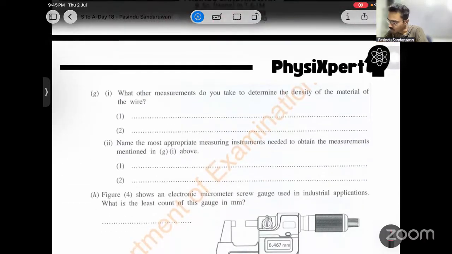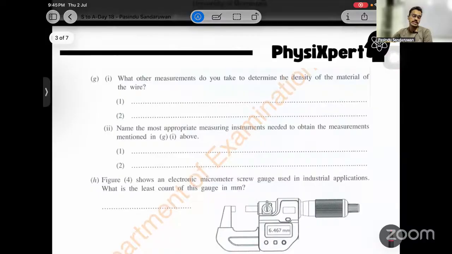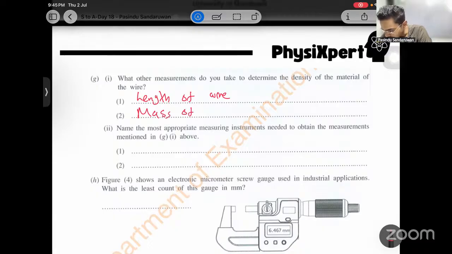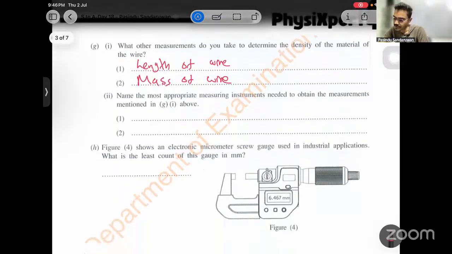G. What other measurements do you take to determine the density of the material of the wire? Density, right? To find density now, what we only know is the area. Then we have to have the volume. To have volume, we need length. Then length of wire. Right? And second one, obviously we need mass, because density is mass over volume. Then mass of wire.